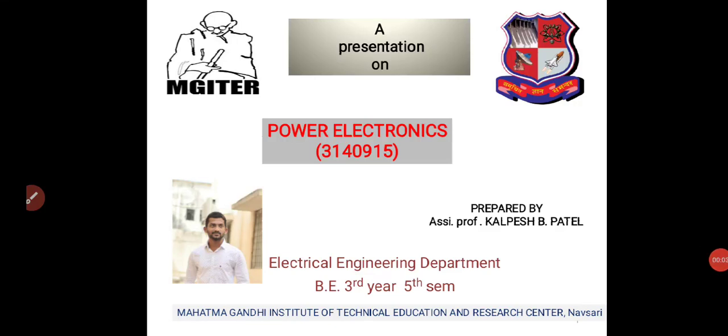Hello, I am Professor Kalpesh Patel, Electrical Engineering Department, from the Mahatma Gandhi Institute of Technical Education and Research Center, Navsari. Our subject is Power Electronics 1 of the Electrical Engineering Department, BE 3rd year 5th semester, and the subject code is 3140915. Today we are going to understand our subject details, like what are the contents, credit of our subject, teaching scheme, number of chapters and the list of the experiments.